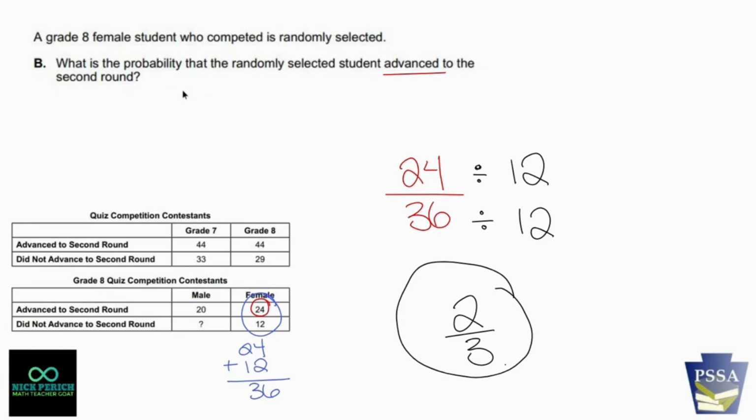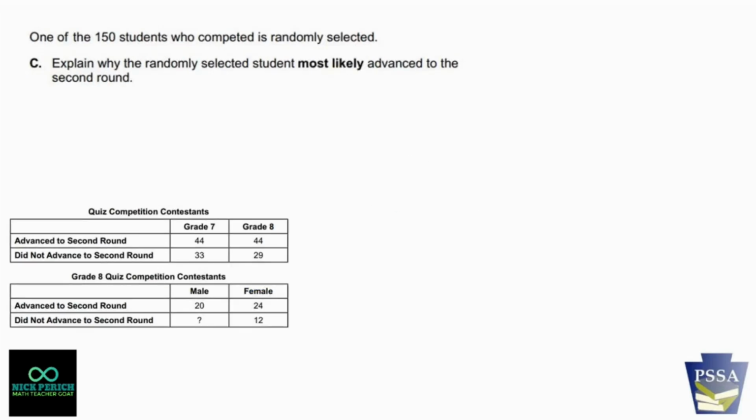You don't need to show work. You don't need to explain anything. You just need to show 2/3, and maybe you can get away with saying 24 over 36, but I don't like that. I don't. All right. Same exact information is being used.